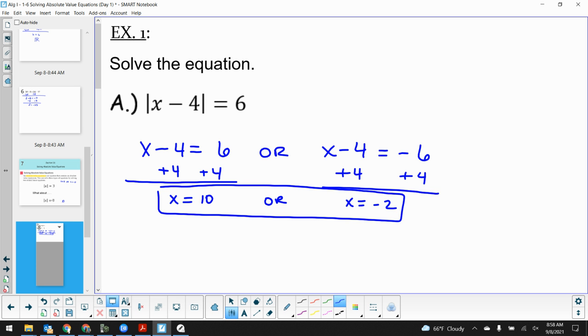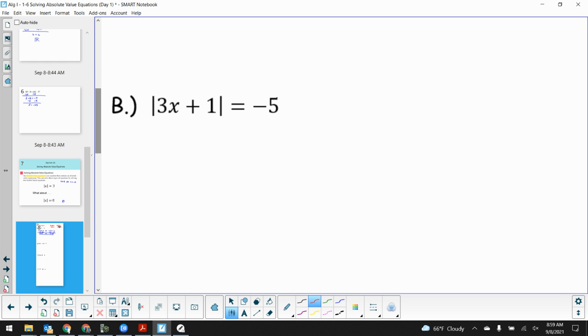You may be thinking, whoa, Mr. Louder, can I still plug in my answer to see if that's correct? Yeah, of course. Let's plug in 10. Absolute value of 10 minus 4. Is that a true statement? Well, what is 10 minus 4? 6. Is that a true statement? Yeah. Well, let's try negative 2 then. Negative 2 minus 4 is a negative 6. Is that a true statement? Yeah. So both of these x values would make a true statement. So yes, you can still plug in to see if your answer is correct. Let's take a look at example B.